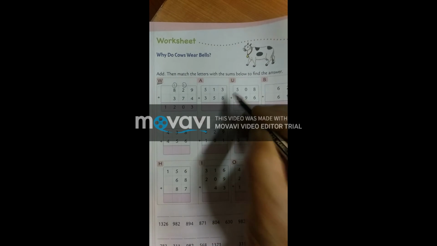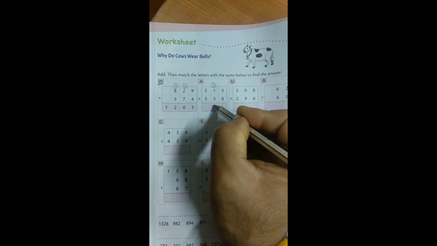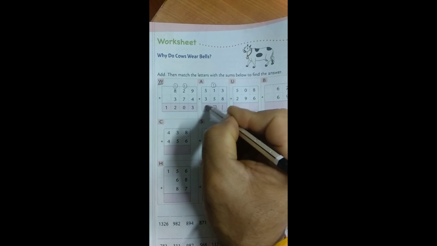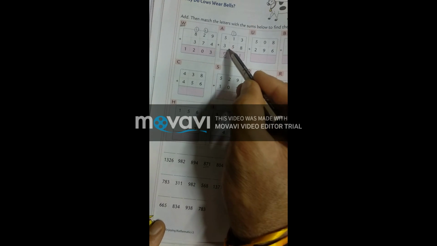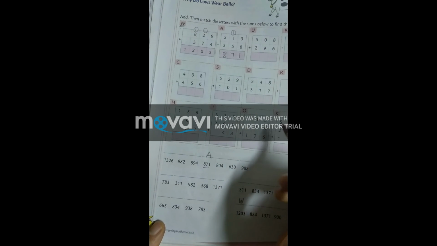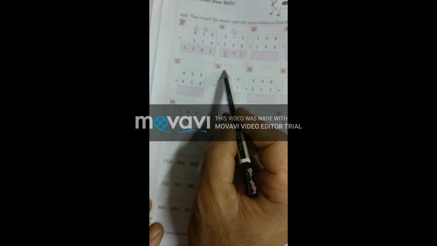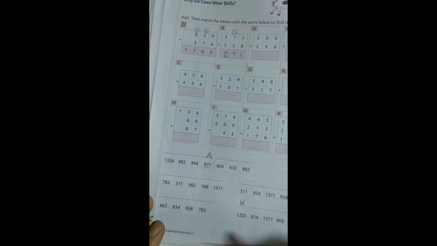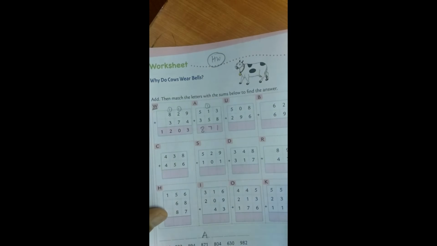So next is 8 plus 3 is 11, 1 plus 1 is 2, 2 plus 5 is 7, 5 plus 3 is 8. 871. So you need to find where is 871. I think it is here. So the letter for the second answer is A. Write A here. So you have to do all the additions and write their letters according to the answer. Okay. Then you have some sentences here, that you can do. So this is your homework in the book. You can do it in the book yourself.